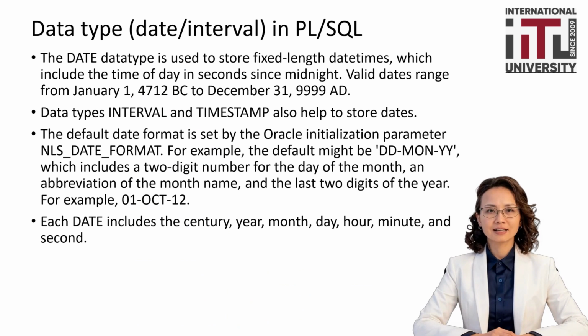The date data type in PostgreSQL stores fixed-length date times, including time in seconds since midnight, with a range from January 1, 4712 before Christ to December 31, 9999 Anno Domini. Interval and timestamp types also store dates. The default format is set by NLS_DATE_FORMAT, typically DD-MON-YY, showing day, abbreviated month, and year.